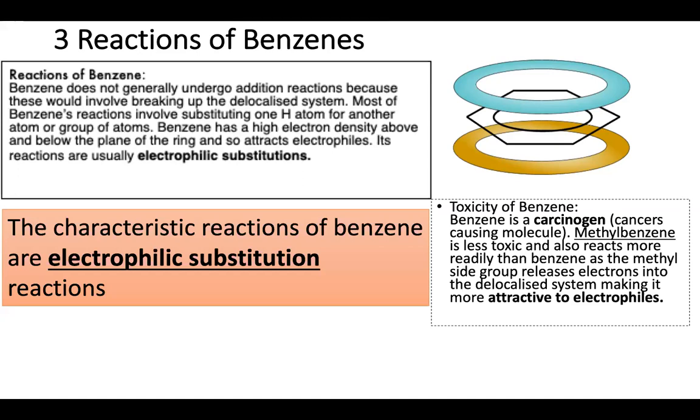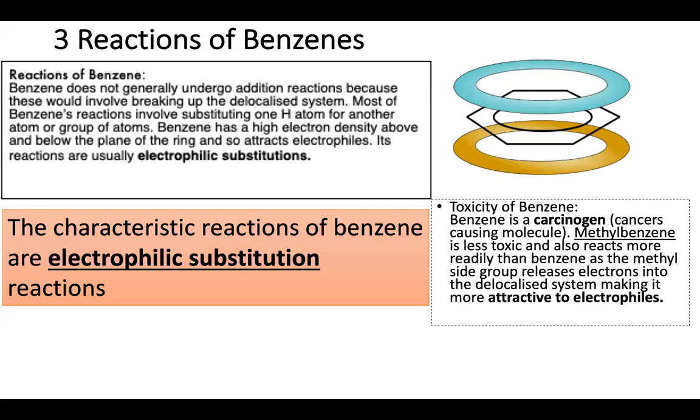I'll talk about that later on. Why do we have substitutions? Because that delocalized system is stable. When you add things to the benzene ring, you will break the delocalized system temporarily, but at the end of the reaction, the delocalized system will reform back, okay?